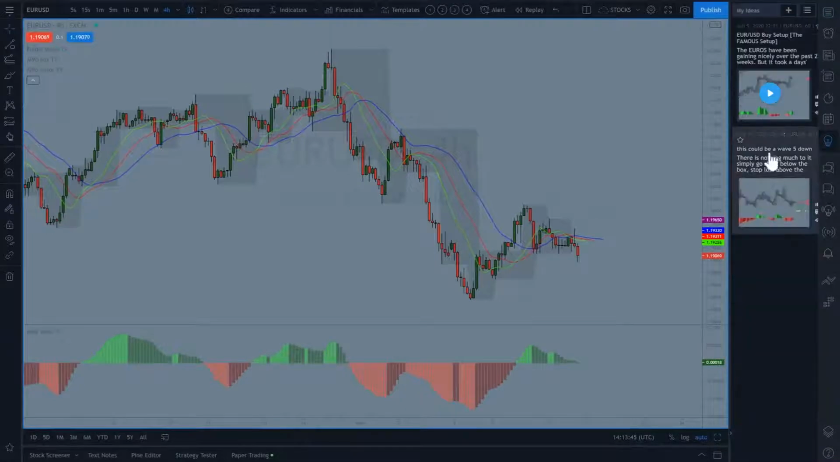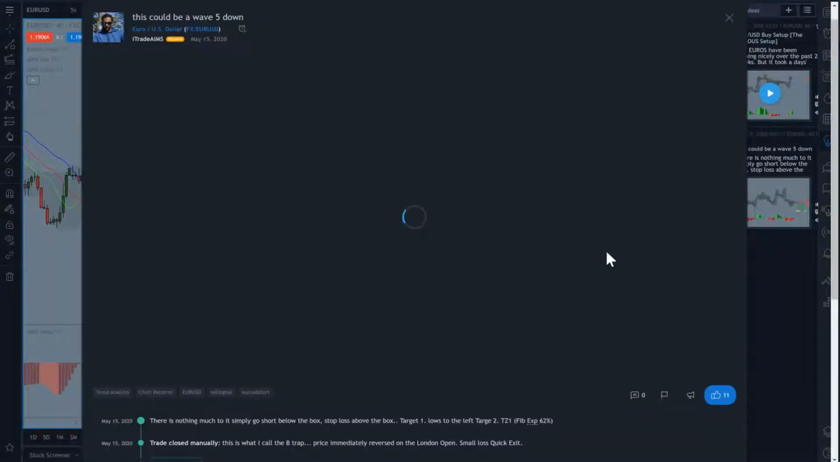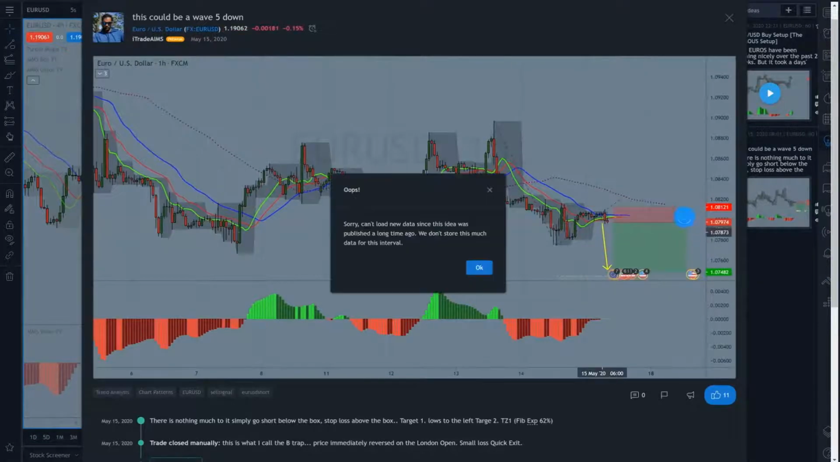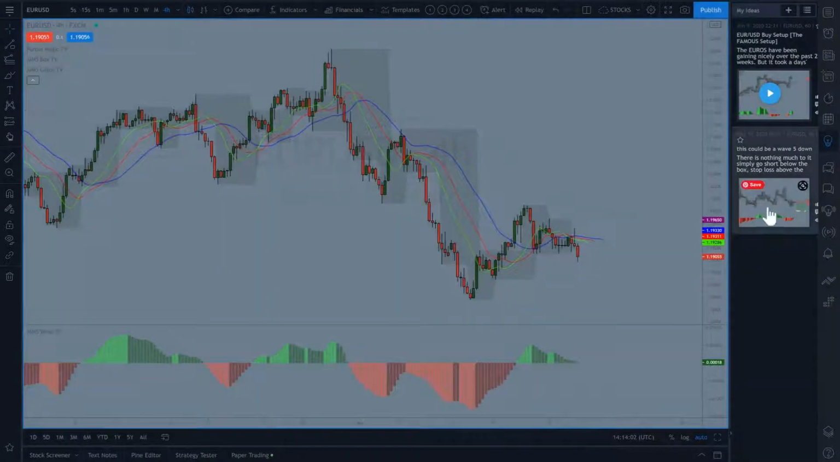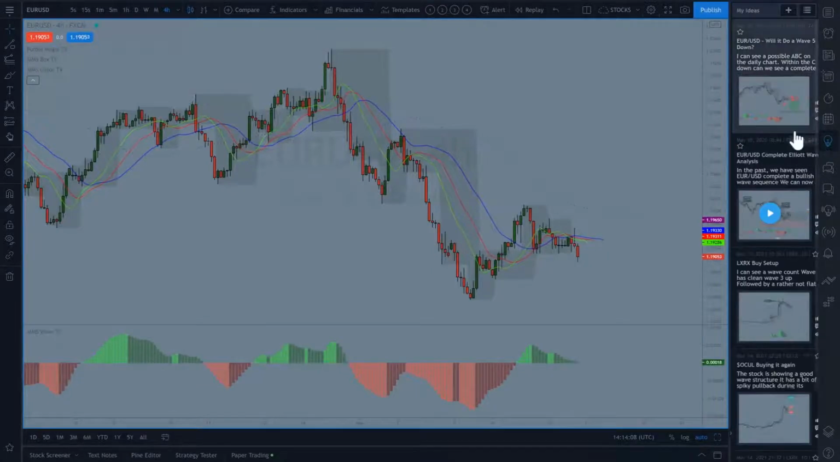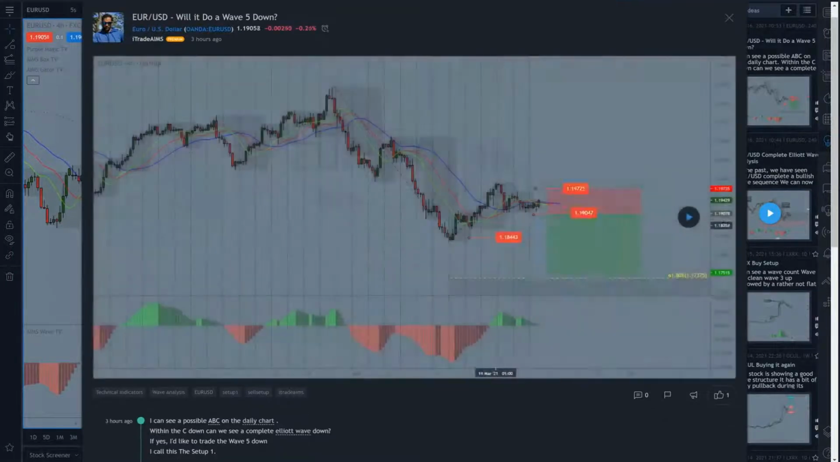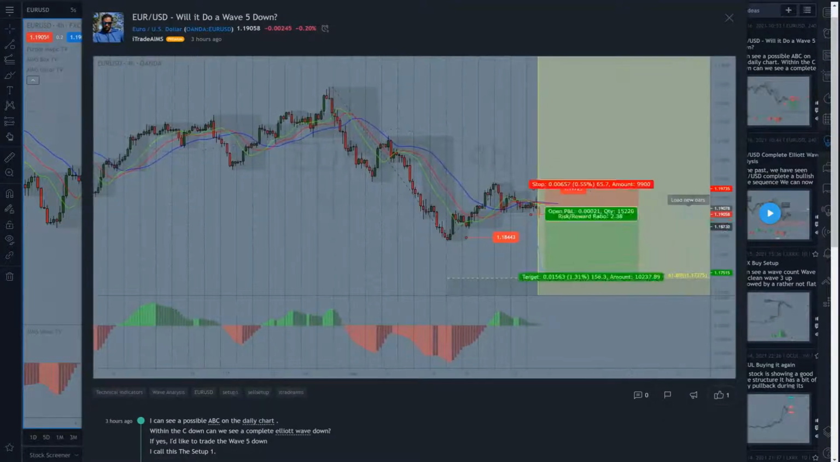Definitely is. It's this analysis, yeah. This one here. Idea was published a long time ago. Oh, okay. I'm looking at the wrong one. Okay. That's the one. Yep.